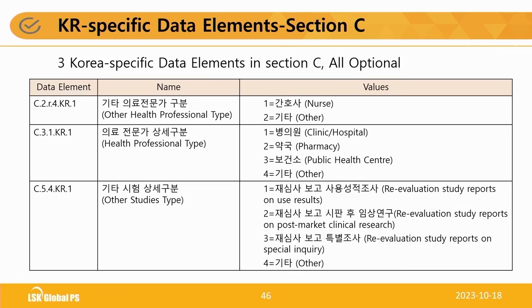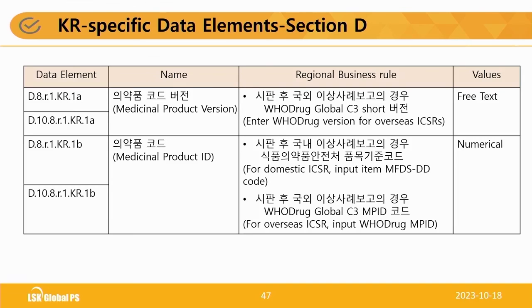C.3.1, health professional type. Korea provides more detailed information on the type of the health provider, whether it's clinic or pharmacy or public health center or other. And C.5.4.KR.1, we look at the other studies type because there are a lot of reevaluation studies. So we have the reports on use results under reevaluation study, reports on post-market clinical research, and reports on special inquiry. And these are not mandatory elements.